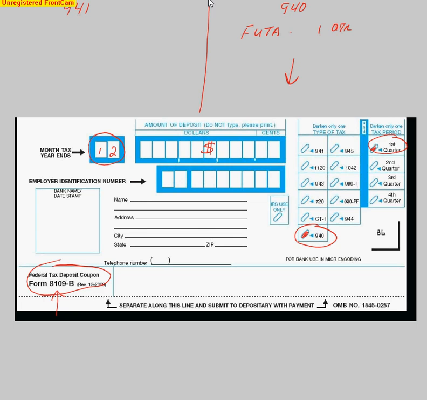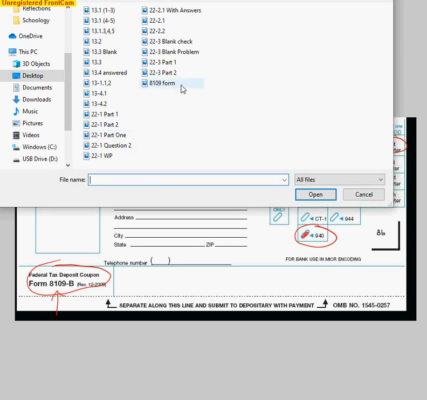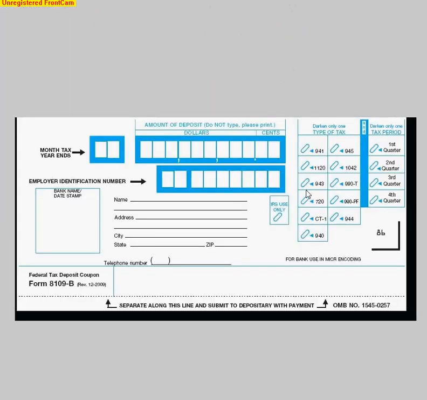Where it gets a little dicey, if you will, is when we start talking about how we pay these other taxes, which are a little more complicated. Well, let's just go here and very quickly we'll do this. This form, the 8109, can be used in a separate deposit to pay your federal income tax withheld, and who pays that? Well, let's say the employee pays that. They have that coming out.